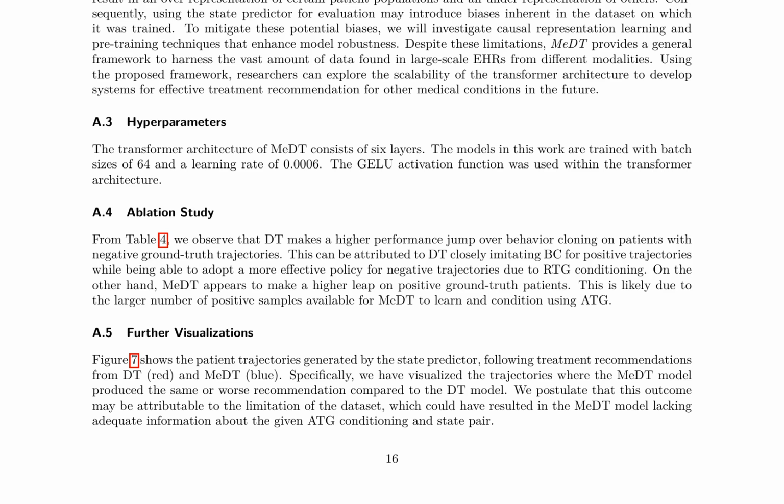Additional visualizations of patient trajectories generated by the state predictor following treatment recommendations from both DT and MeDT models were provided. These visualizations highlight instances where MeDT produces the same or worse recommendations compared to DT, potentially due to dataset limitations. The MeDT model's transformer architecture consists of 6 layers, trained with batch sizes of 64 and a learning rate of 0.0006, utilizing the GELU activation function.